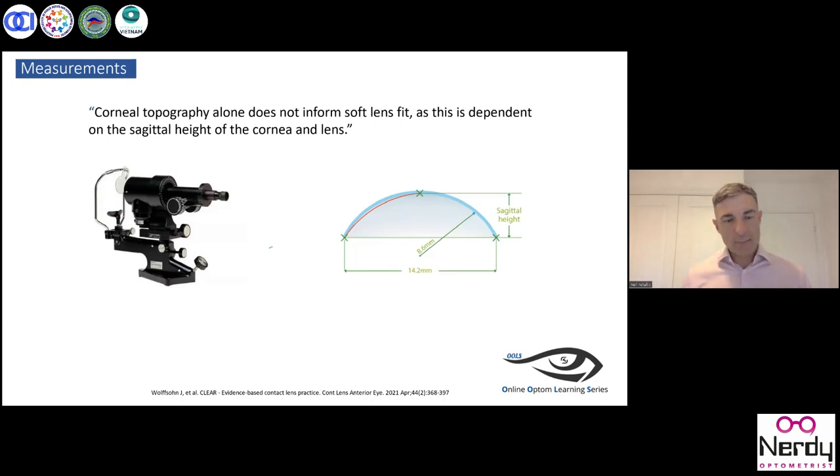Obviously, for other lens types, corneal topography is more important. And in fact, you probably want to go even beyond that cornea, especially for scleral lenses, because you need to understand that topography across the whole front surface. Again, there was very little evidence as to what might influence the diameter choices for soft lenses as well. So some of these measurements that we take, how useful are they in modern day contact lens fitting?